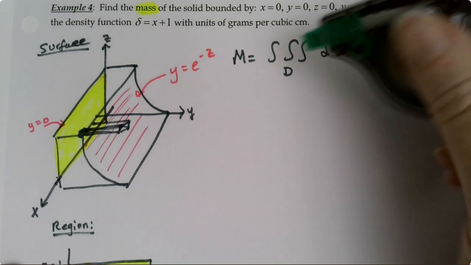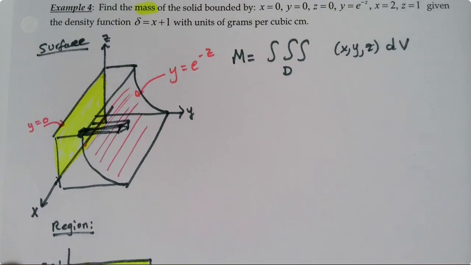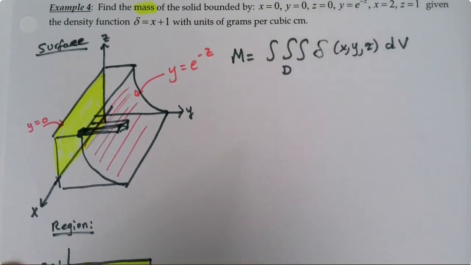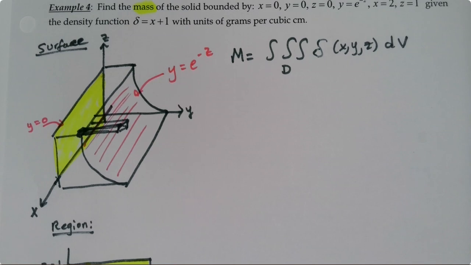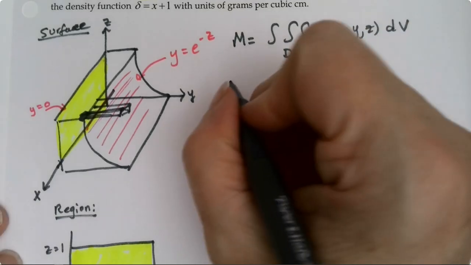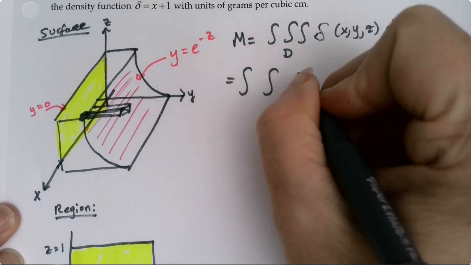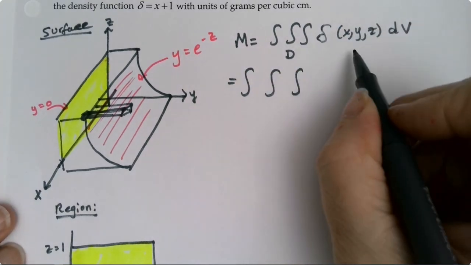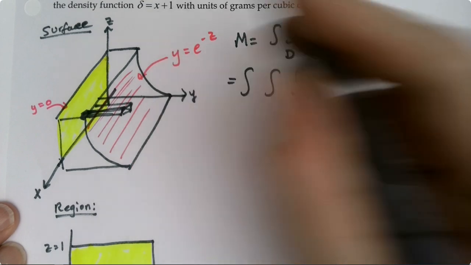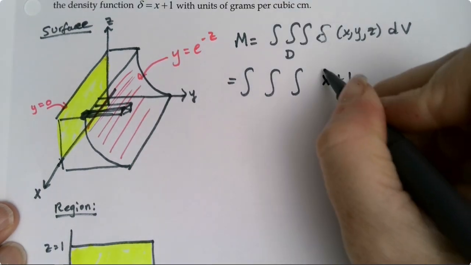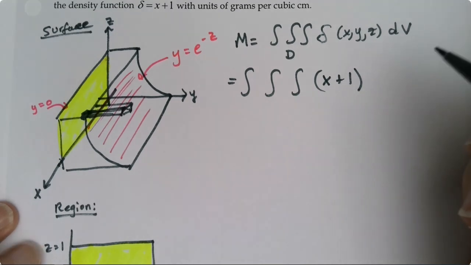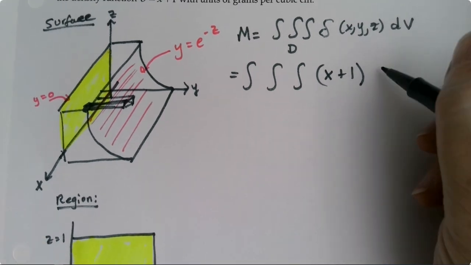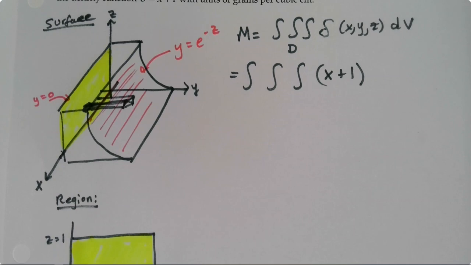My density function looks a little funky. Hold on. Density. There we go. That's delta. Okay, so this is going to be the triple integral. Density was given to us. It's x plus 1. And then the way we are orienting this is definitely dy first. Right? So I'm going to do dy.